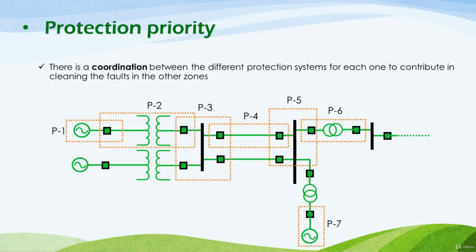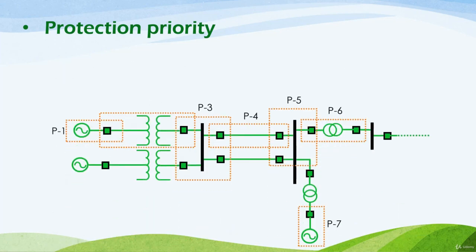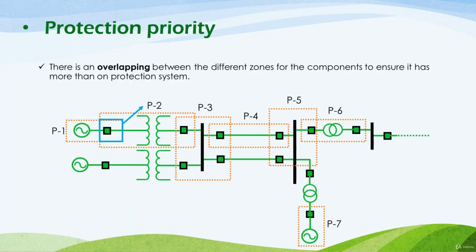Very good. Now another note is that there must be an overlapping between the different protection systems and the adjacent zones. The overlapping means that there are some protection systems that exist in more than one protection zone. For example, this protection system works as a primary protection for the zone P1 and for the zone P2. And this protection system works as a primary protection for the two zones P2 and P3. In the same way, this protection system works as a primary protection for the zone P5 and as a primary protection for the zone P6.